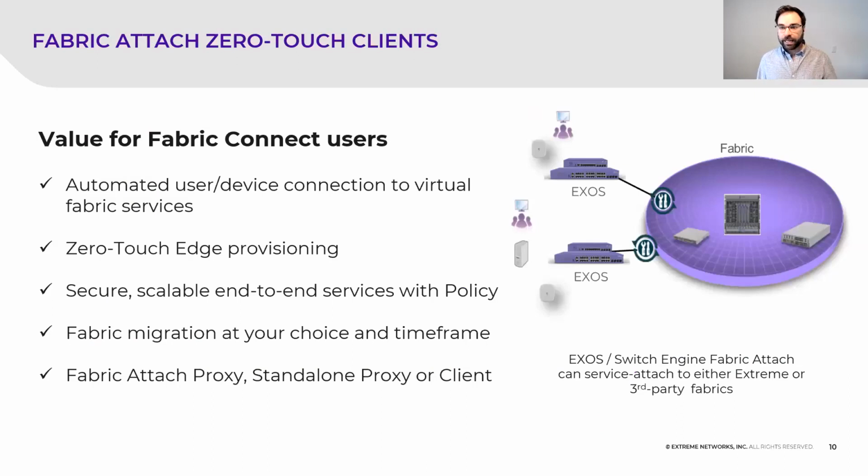So speaking of Fabric Connect, or SPBM, the name of the protocol as a lot of people call it, Switch Engine stacks are also designed to be used as the edge of your Fabric network. So this is not exclusive, Switch Engine or Fabric Engine. They all have the required features to act as a Fabric Attach proxy, a standalone proxy, or a Fabric Attach client. This means that if they are uplinked to a Fabric Engine or a VOSS switch, you can extend all of the automated provisioning features of your Fabric services or your I-SIDs to your Switch Engine edge. That eliminates the need to manually create and configure user VLANs anywhere on your edge switch.